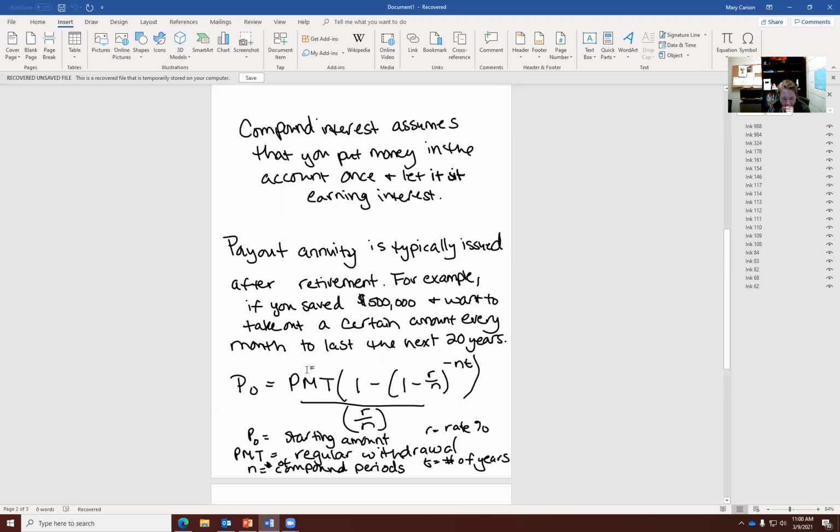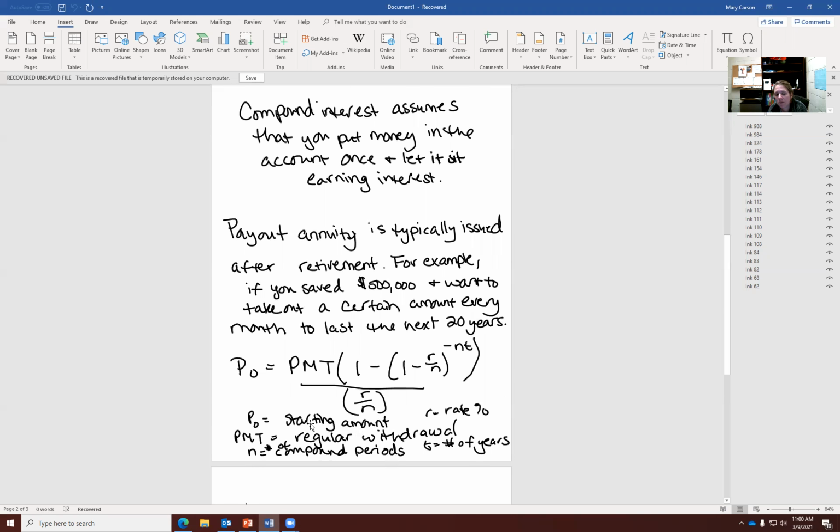Your payout is your starting amount. Your PMT is your regular withdrawal, so how much you want to withdraw every month for the next 20 years or so. N is the number of compound periods that you're using. And again, T is your number of years that you're going to withdraw this. And R is your rate percentage.